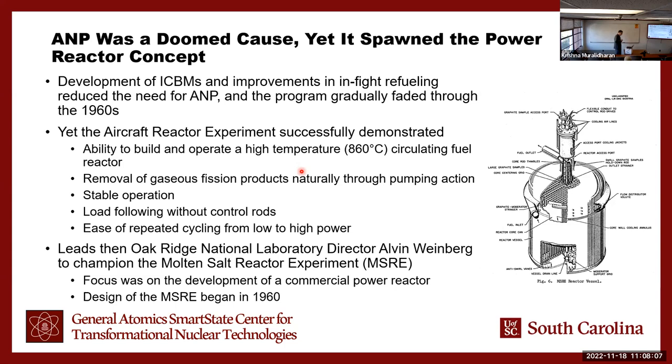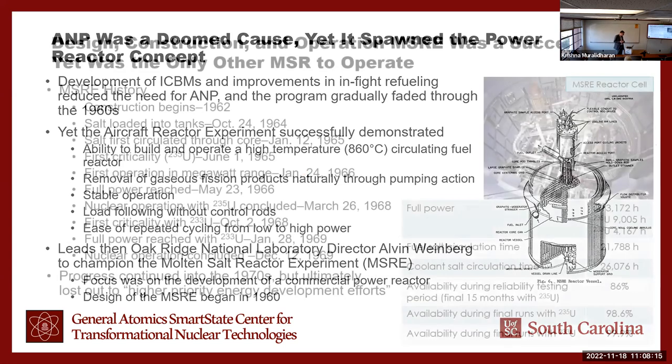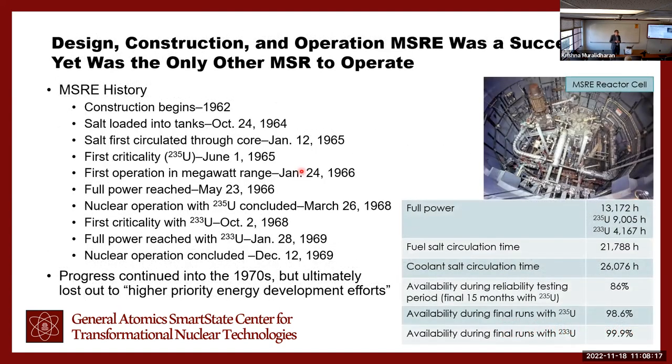But Oak Ridge National Laboratory Director Alvin Weinberg thought, this is a great idea for making power. So he got the molten salt reactor experiment funded. They started construction in 1962, and they went critical in 1965, which is remarkable. Can't do anything that fast anymore. It operated for several years with various options and fuel, and demonstrated considerable capability for a reactor.